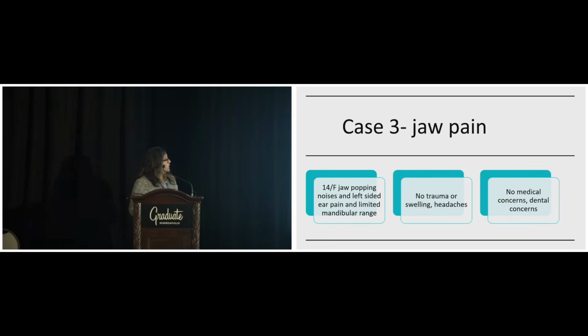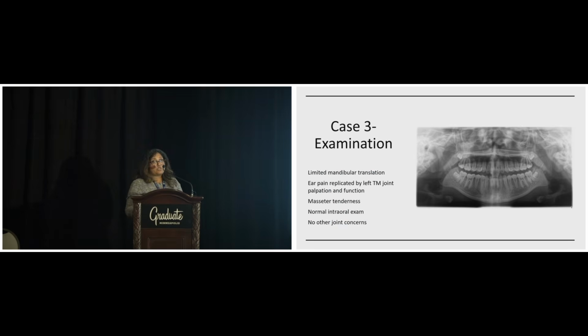Case 3, an interesting 14-year-old with ear pain, one-sided ear pain and joint noises, presented with no history of trauma, recent onset, but has been progressive over the last 6 months. Very healthy and active in sports, no family history of any autoimmune conditions. Clinical exam shows limited mandibular range of motion. Ear pain is replicated by TM joint palpation. Oftentimes we see patients with ear pain or pressure, tinnitus, secondary to masticatory and cervical muscle tightness and inflammation.